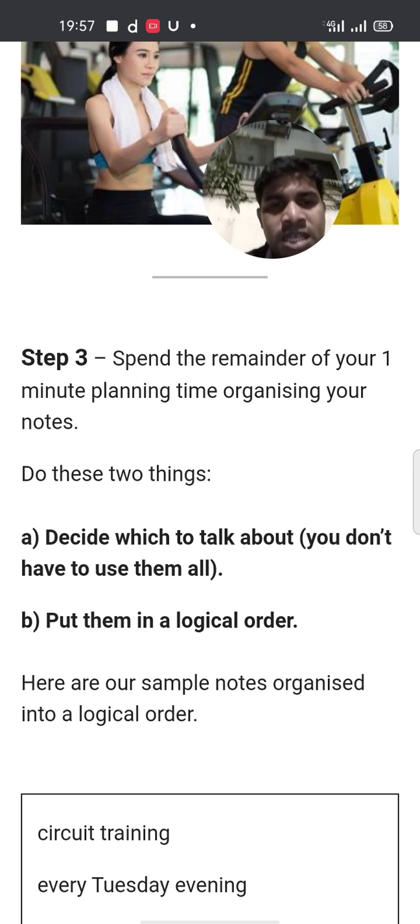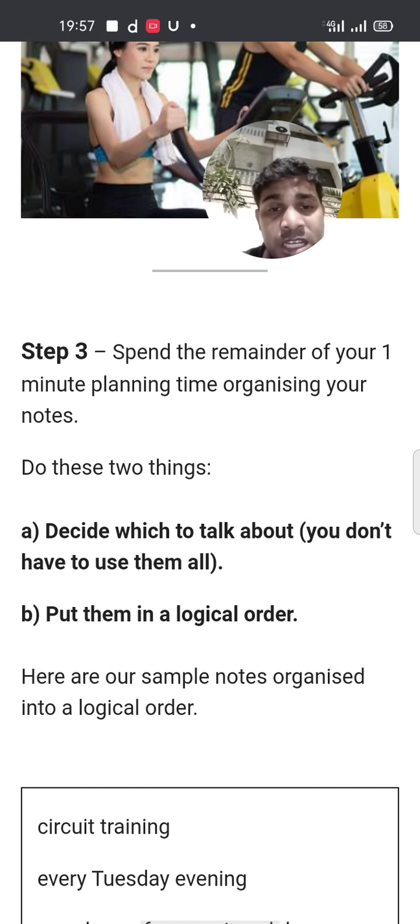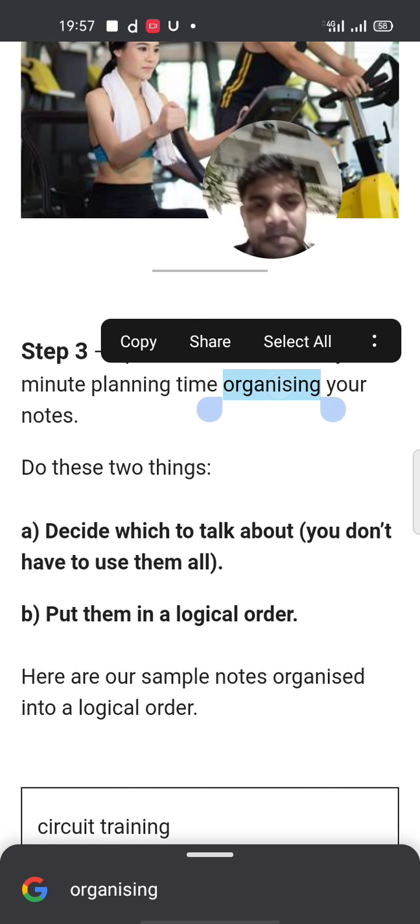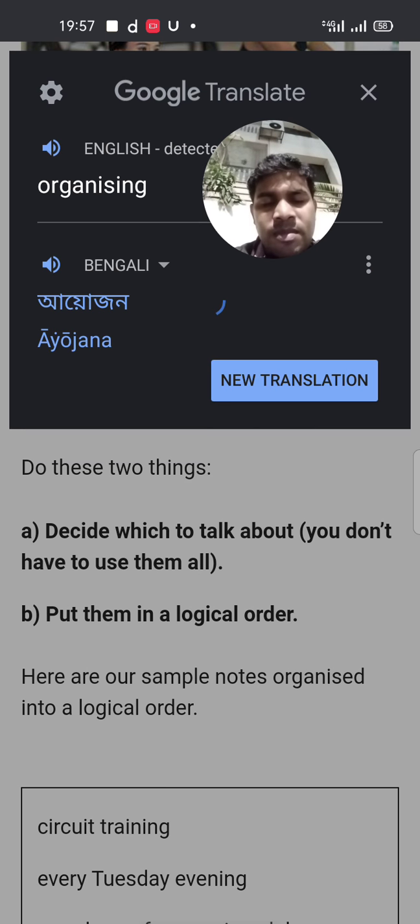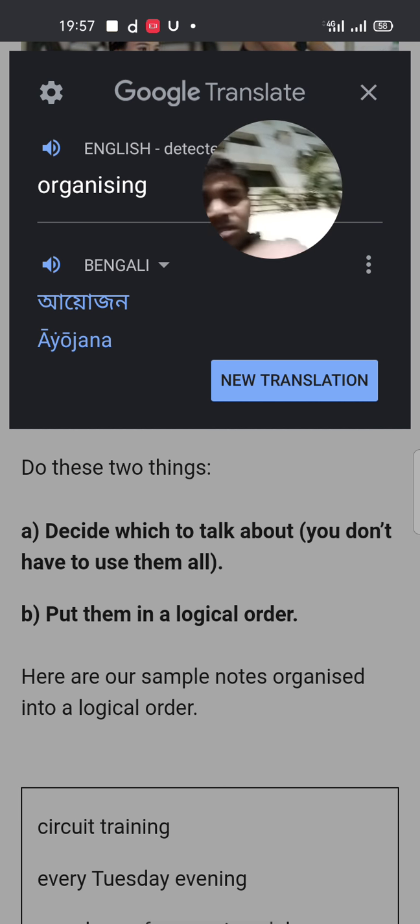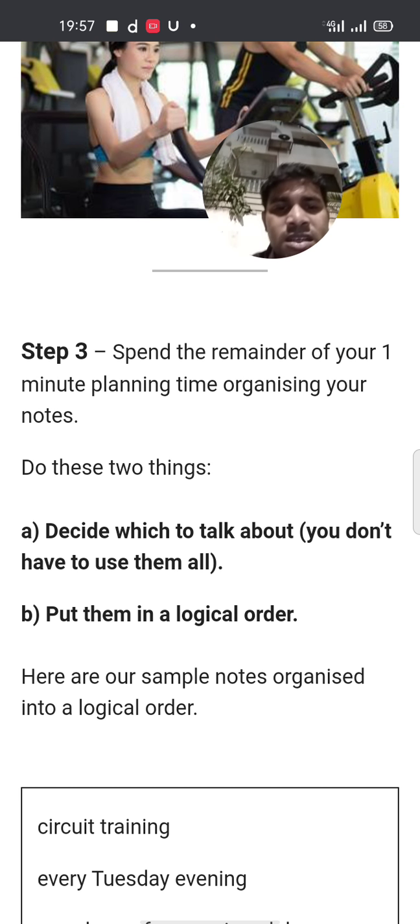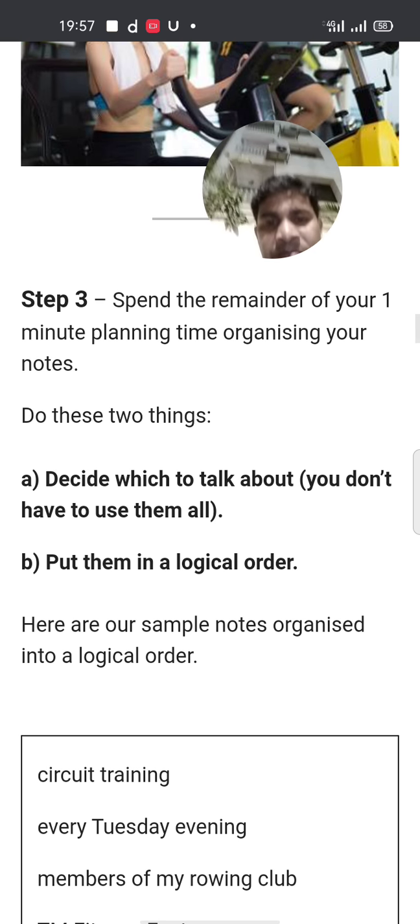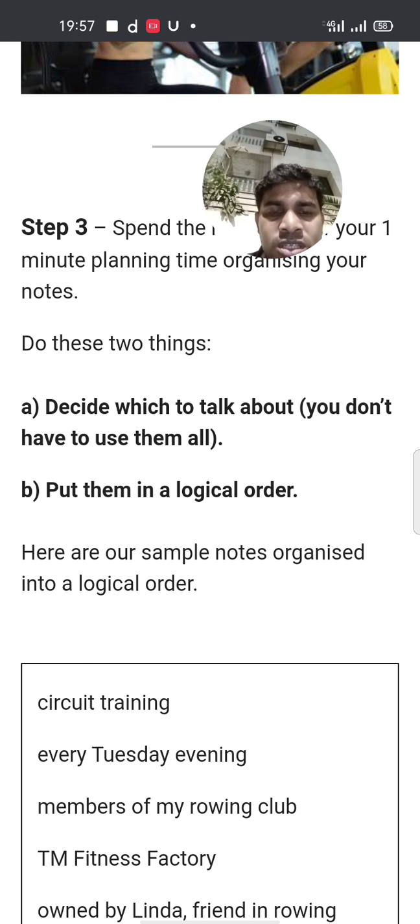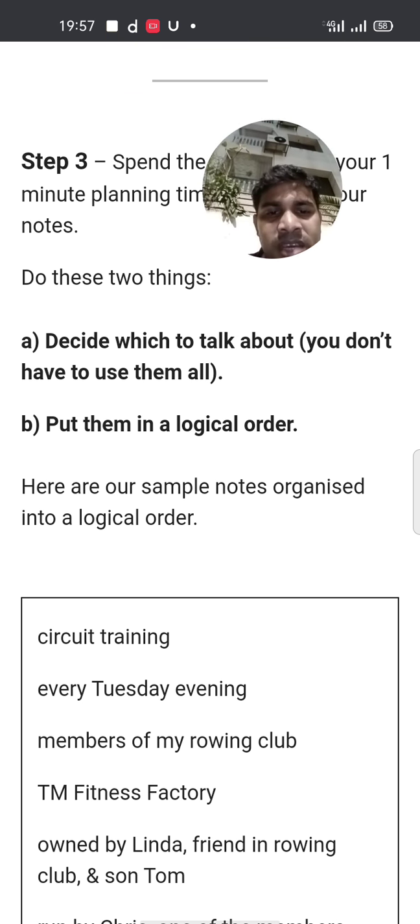Step 3, spend the remainder of your 1 minute planning time organizing your notes. Sorry, organizing, not organic. Do those two things: decide which to talk about, you don't have to use them all, and put them in a logical order.